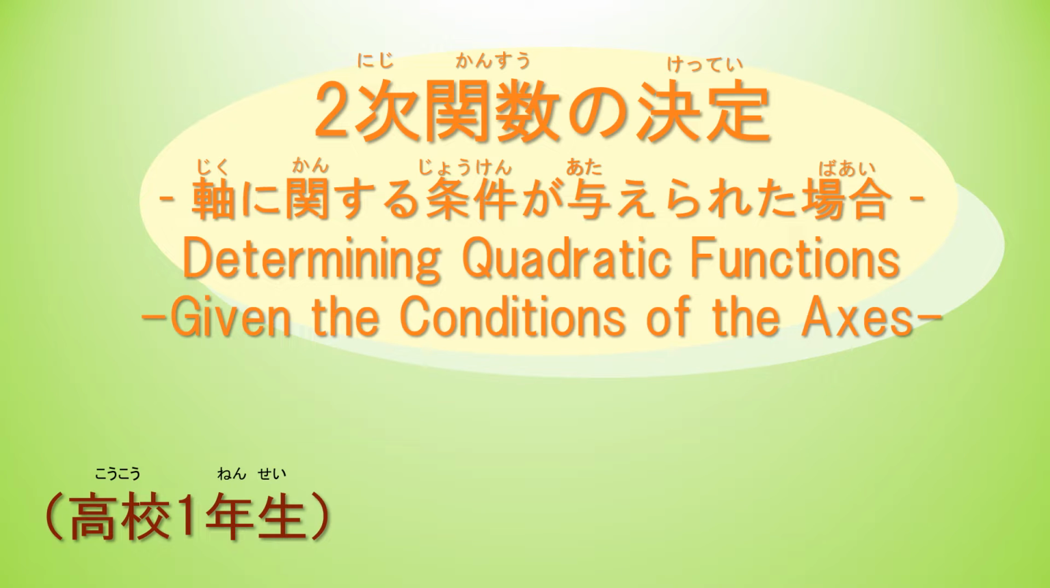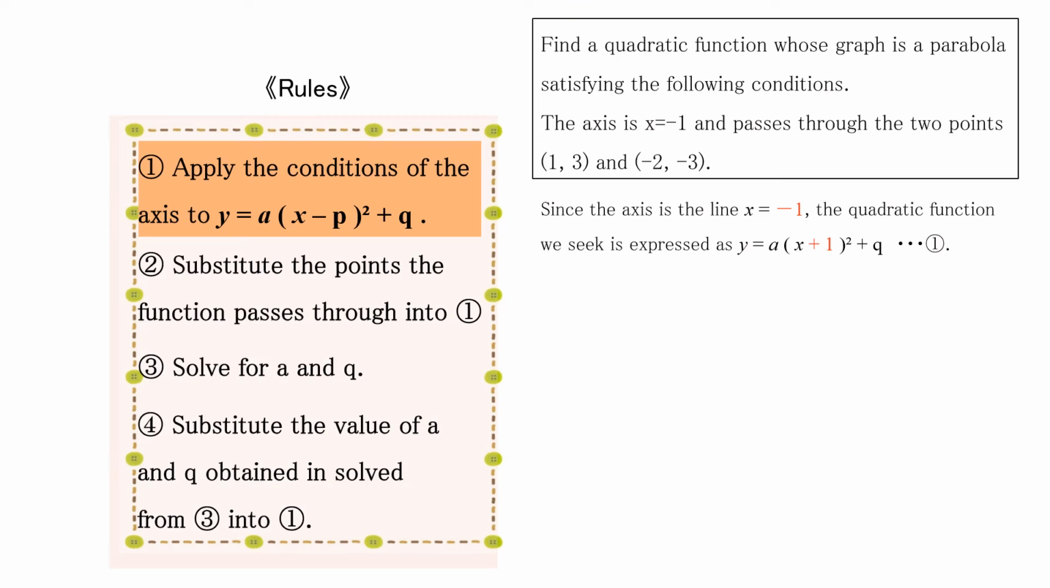In this lesson, let's learn about determining quadratic functions, given the conditions of the axes. To begin, we apply the conditions of the axis to the quadratic function y equals a(x minus p) squared plus q.